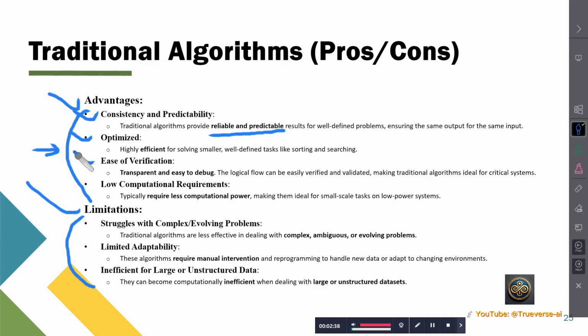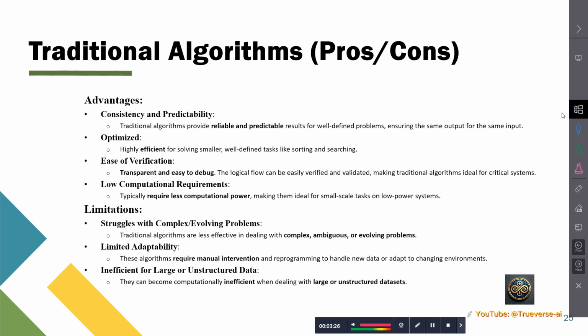Optimized, easy verification and low computation, unless there are several procedures, but usually low computational requirements. Totally vice versa of AI, which has high computation. Limitations: struggle with complex and evolving problems. If your problem is complex, then it is very difficult to manage with a traditional algorithm. And limited adaptivity and inefficient for large unstructured data. This is the characteristic of big data, which AI can easily manage.